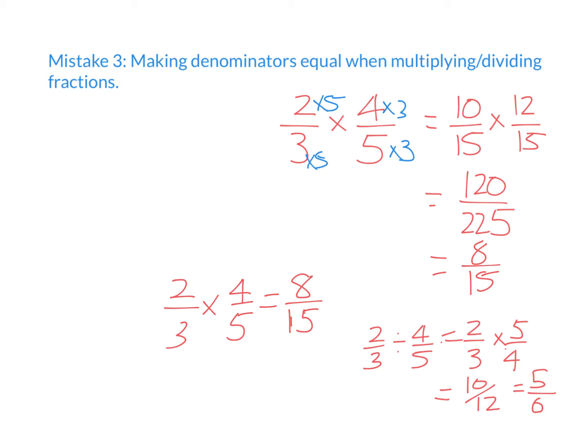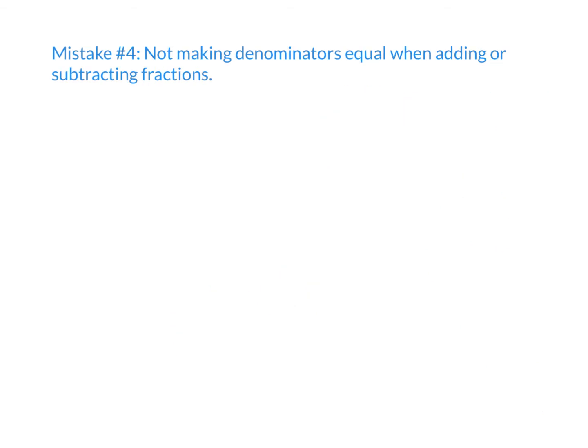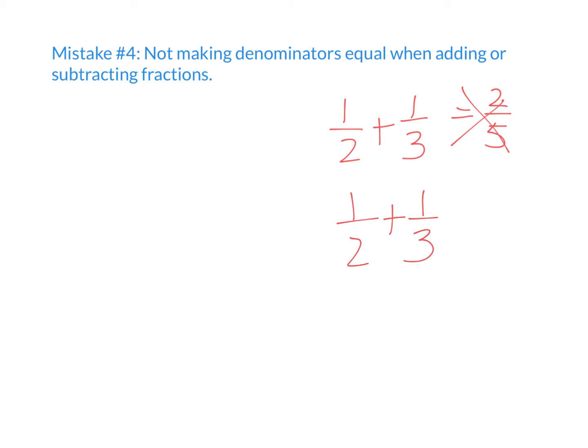All right, let's look at a similar mistake now. The next mistake is people not making denominators equal when adding or subtracting fractions. Sometimes people will get something like this, 1 over 2 plus 1 over 3. They'll just add the tops and add the bottoms. This is wrong. You don't need to make denominators equal when multiplying or dividing, but you must do so when adding or subtracting. So 1 over 2 and 1 over 3, you're sort of comparing different things, halves and thirds.